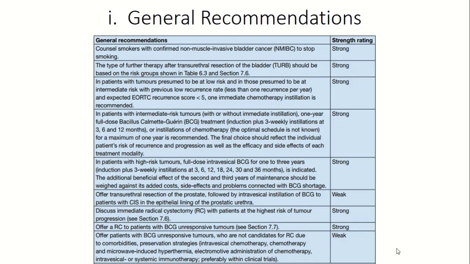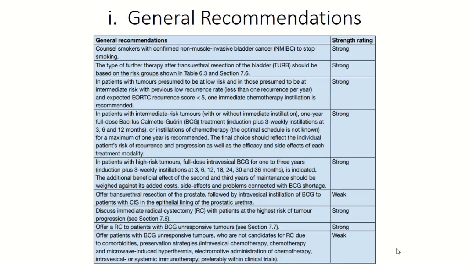These are the general recommendations according to the guidelines. If the patient is a smoker, then counsel smokers with confirmed non-muscle invasive bladder cancer to stop smoking. And the second one, the type of further therapy after TURB should be based on the risk group shown in the table. It will be the individualized patient specification.